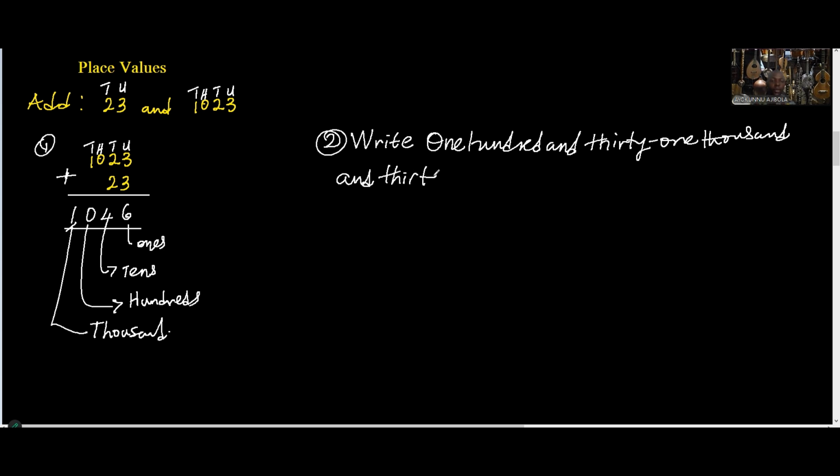So 131,031. You want to write this in figures. So in order to be able to write this, you need your place value. You can see 131,000 first. So I'm going to write. I know that if I want to write 1,000, 1,000 is with three zeros, right?